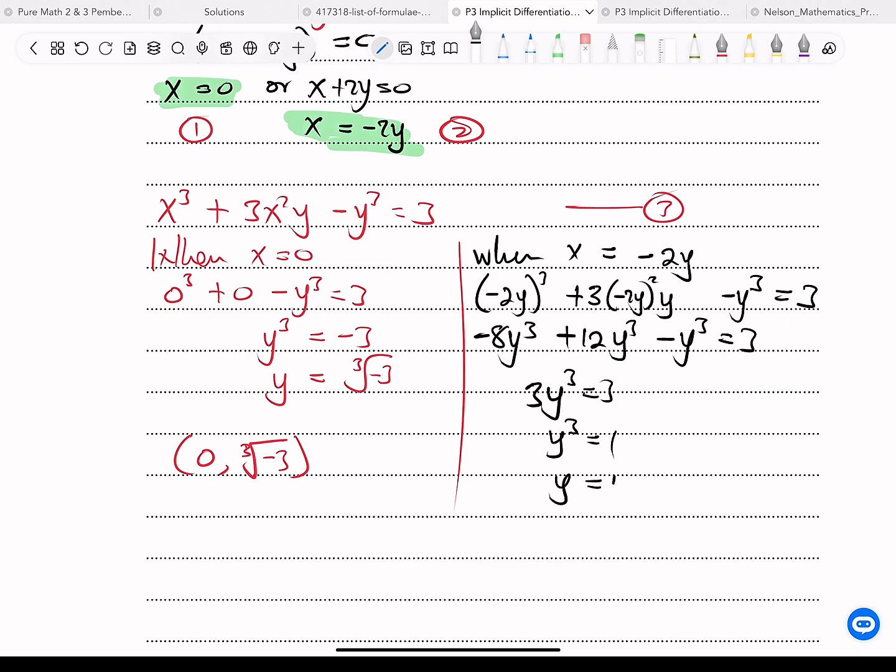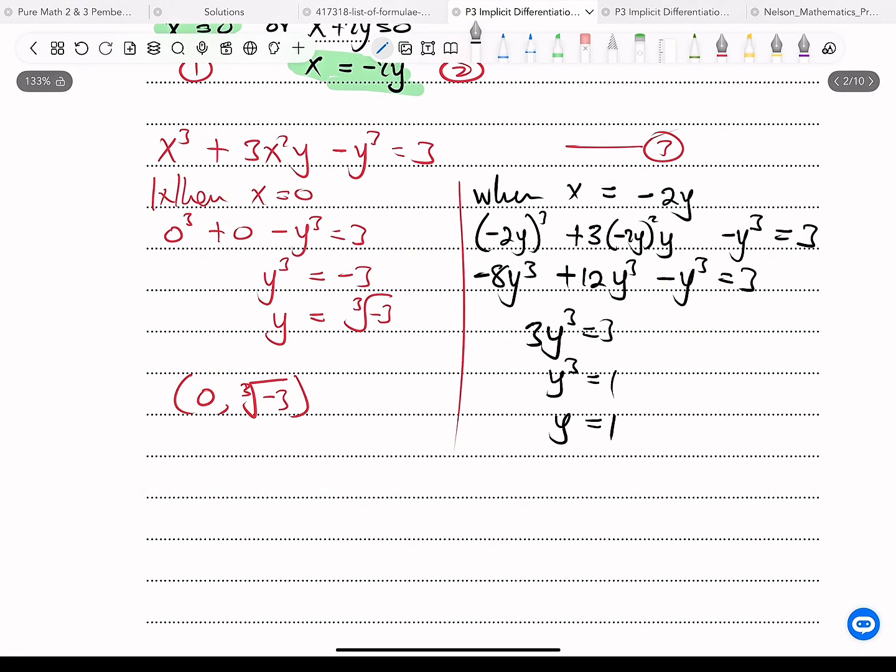Cubic root of 1 is 1. Now, we know that when y is 1, then your x would be negative 2. So the next point is negative 2, 1.